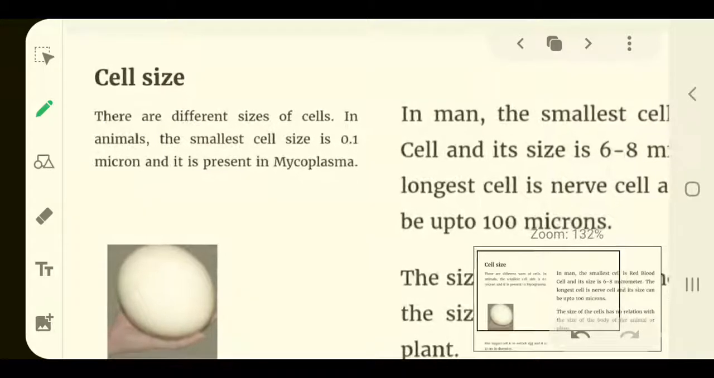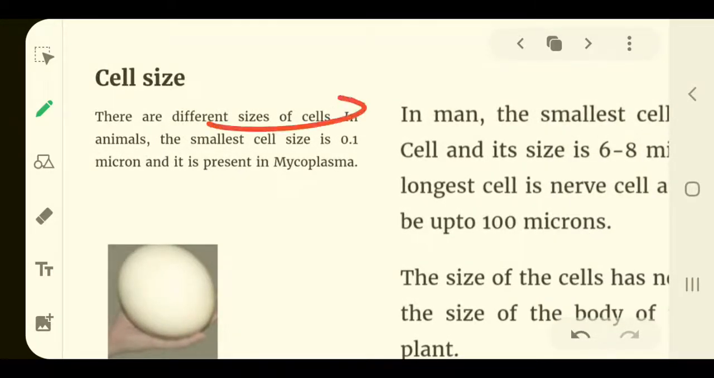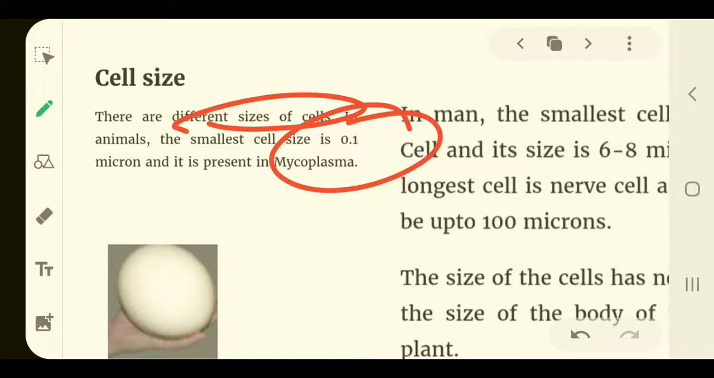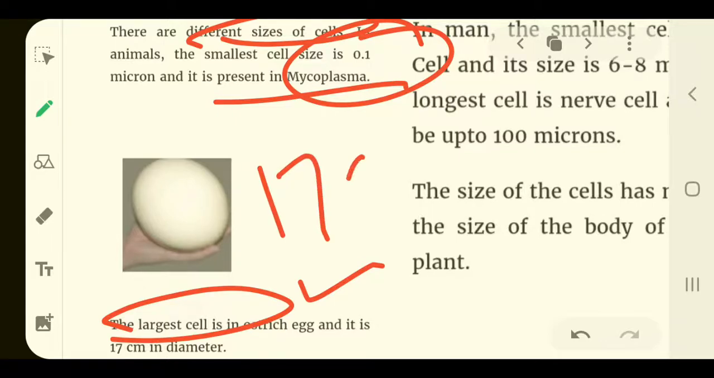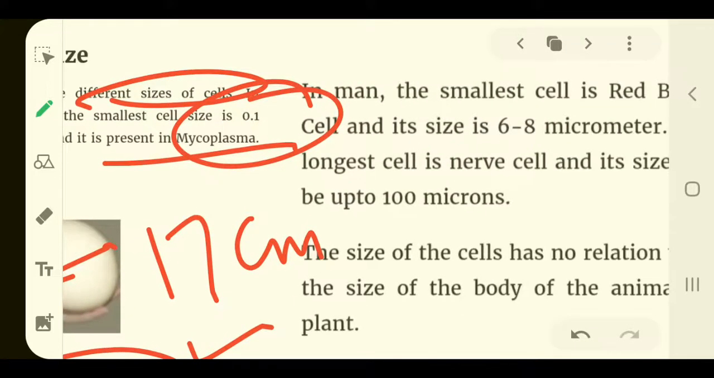Then the cells have, as I've told you, different sizes. They can be as small as 0.1 micron. It is present in mycoplasma. Write down this number. And some of the largest cells is the cell of the egg of an ostrich, that is approximately 17 cm in diameter. So 17 cm in diameter approximately. So it is the largest cell.